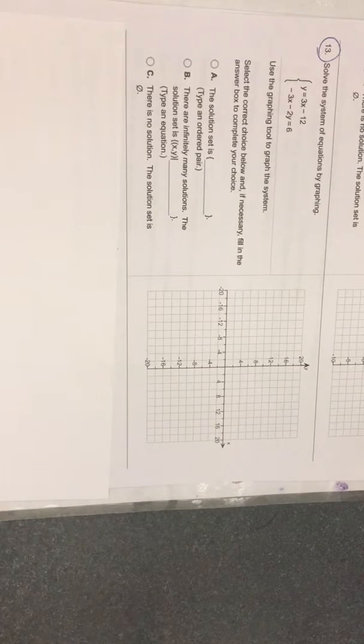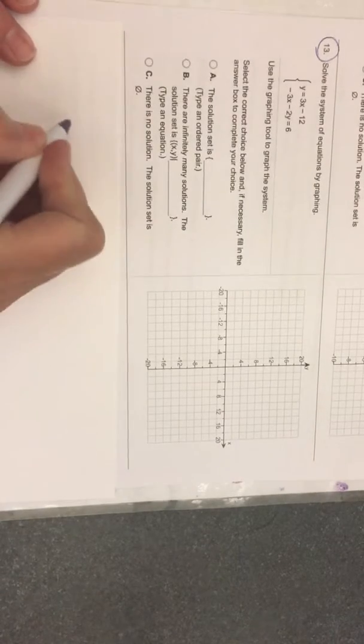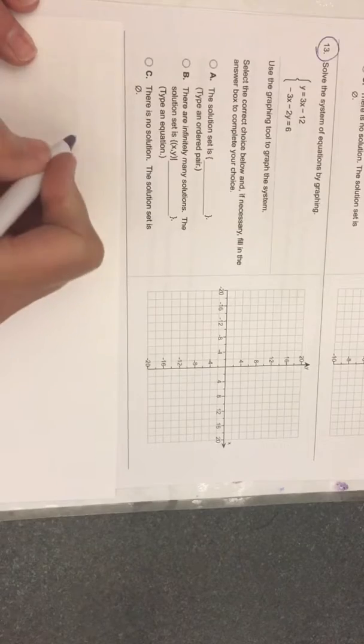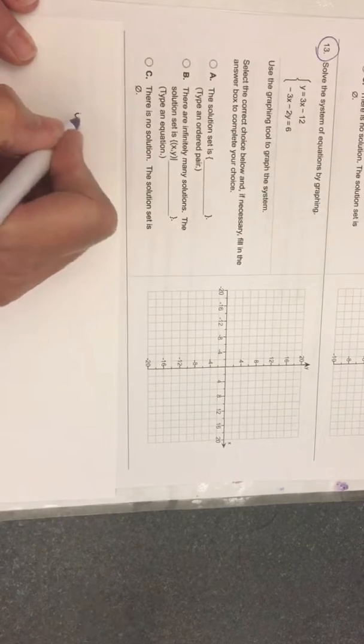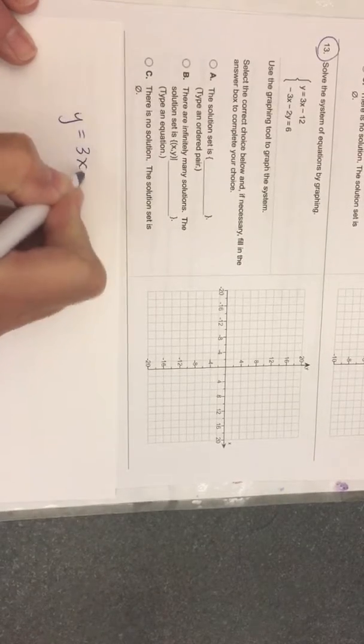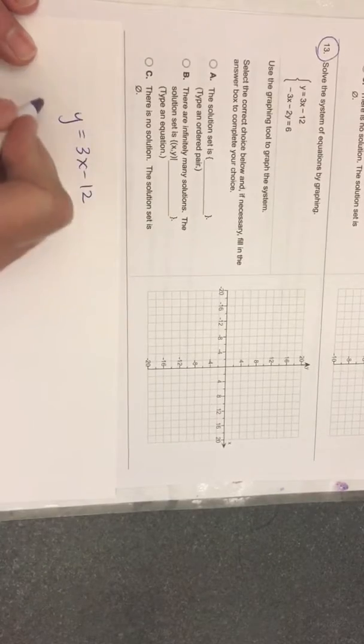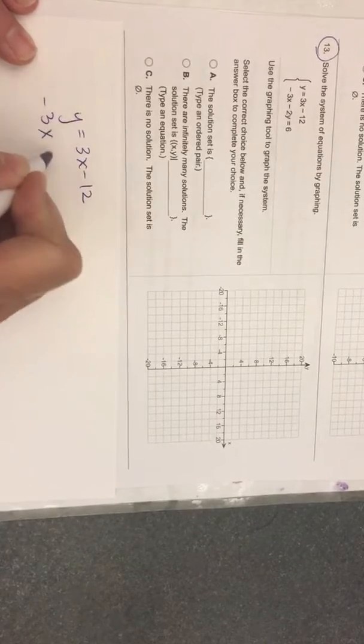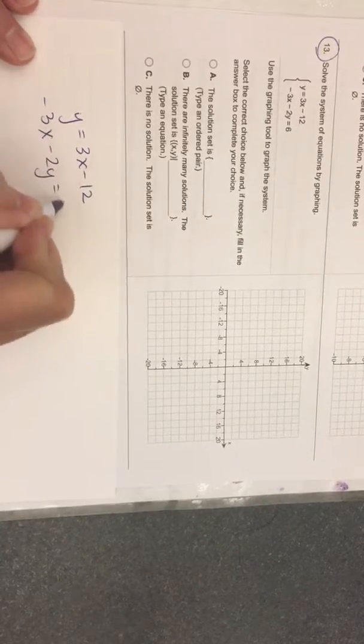For problem number 13, they're gonna kind of hold your feet to the fire and they're gonna make you do the graph. That's all right. Solve the system of equations by graphing. So y equals 3x minus 12. I'm gonna write out each equation. 3x minus 2y equals 6.